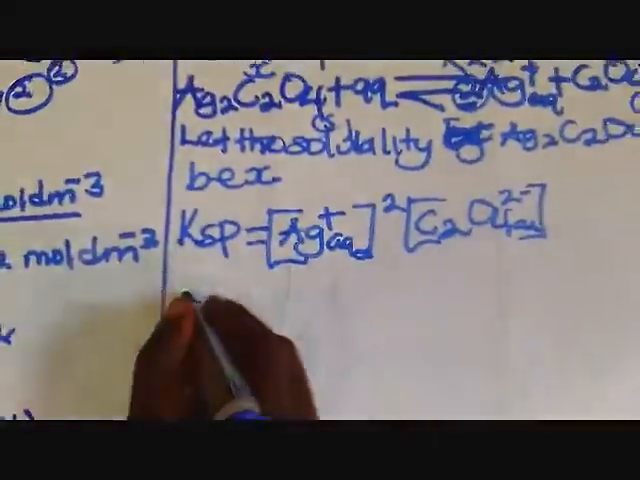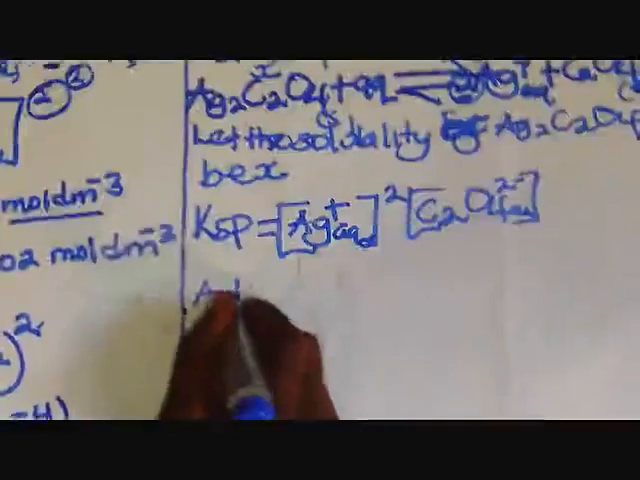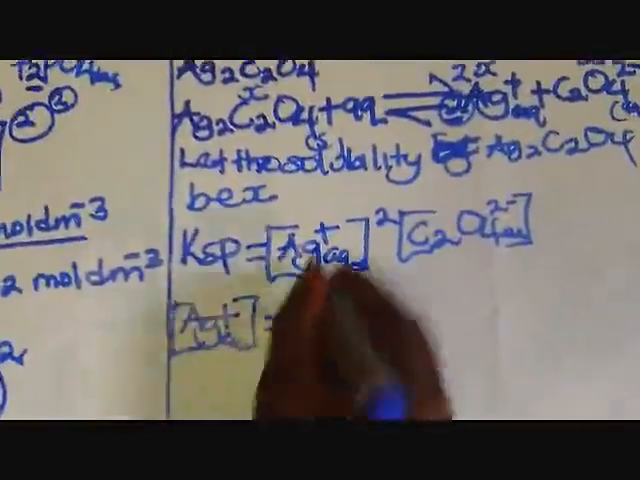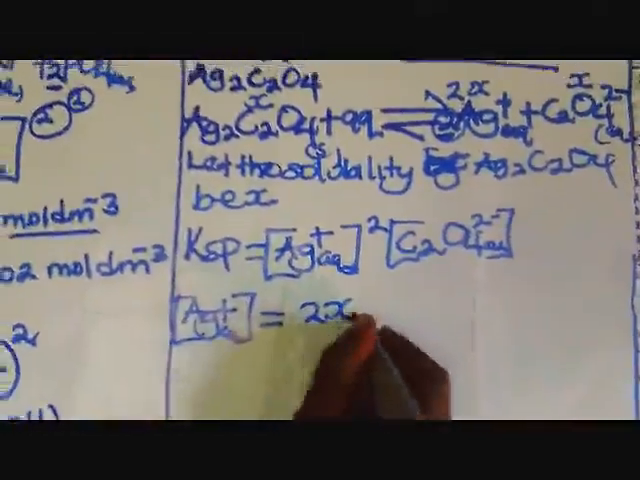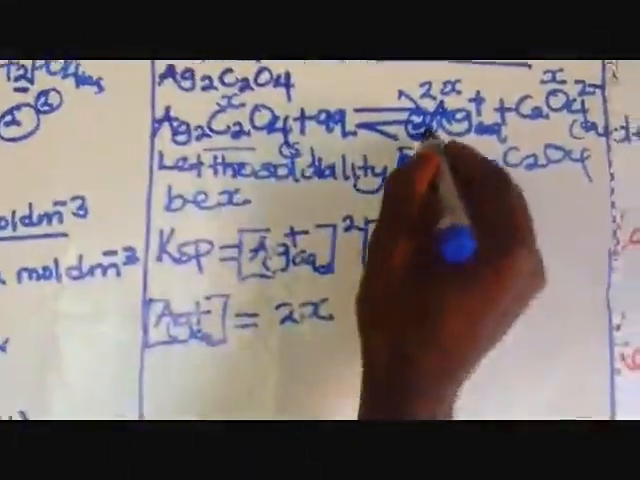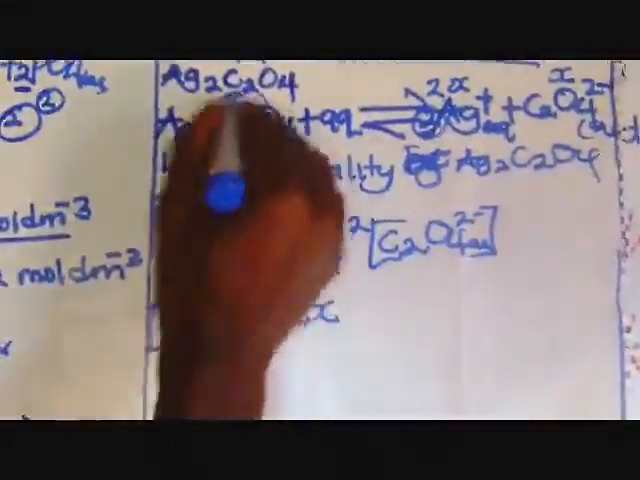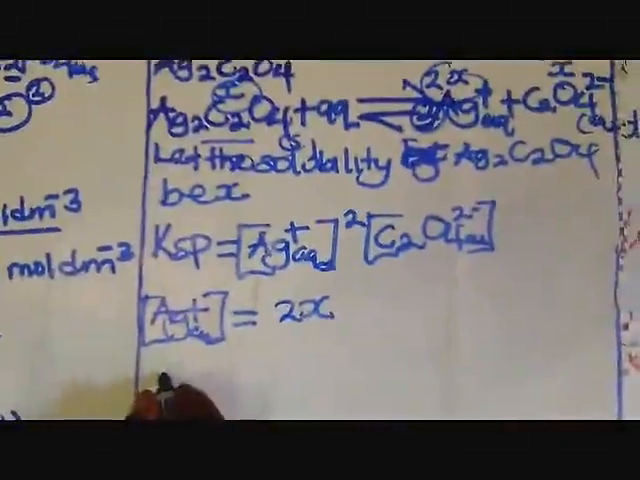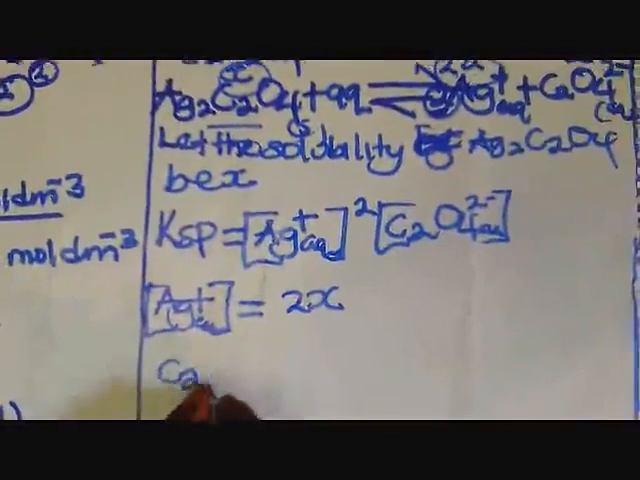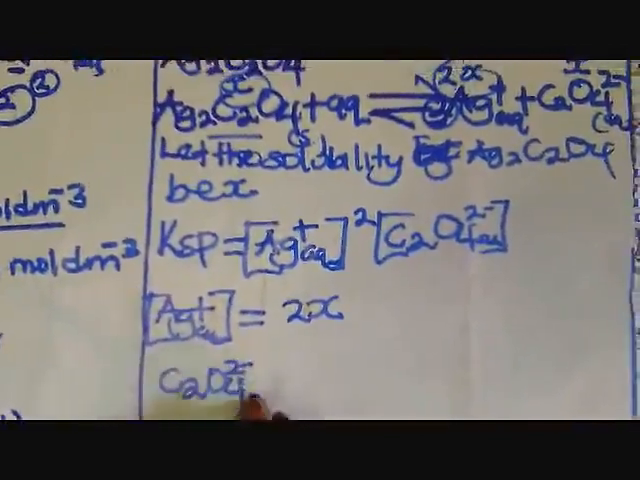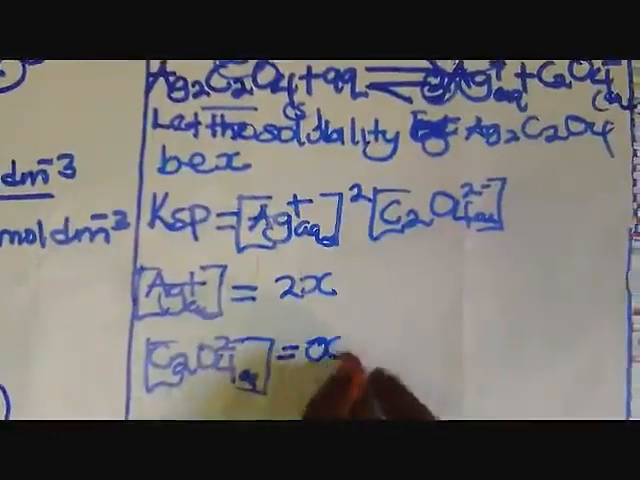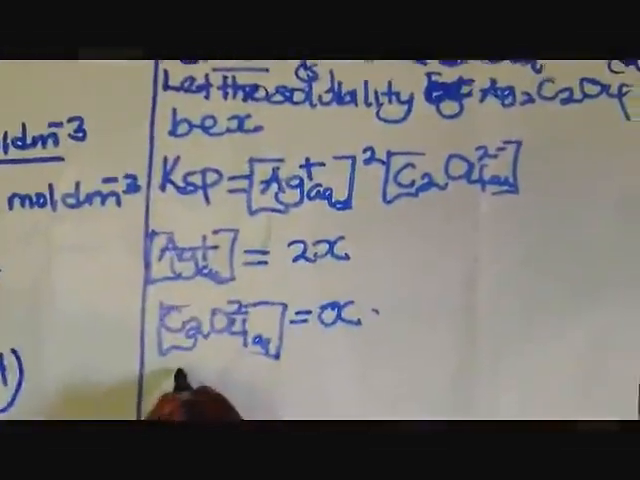Then from there, we are saying that now we can find the concentration of silver ions. Silver ion concentration is equivalent to what? To 2x. So 1 mole of this produces 2 moles of this one. But we are saying solubility for this is x. Therefore here we have 2x. Then we also get the concentration of oxalate ions here. And now this one is going to become x, like that. Then we substitute into our expression.